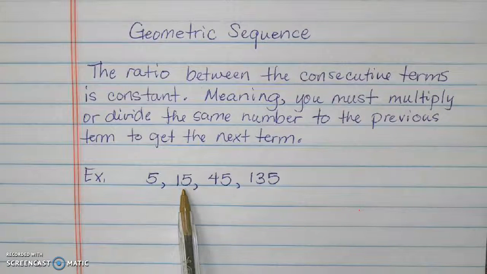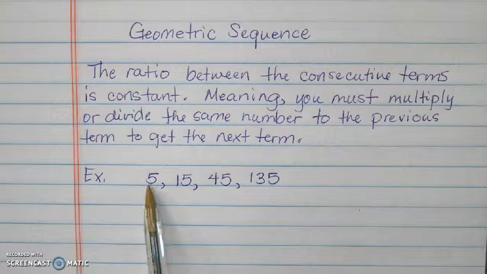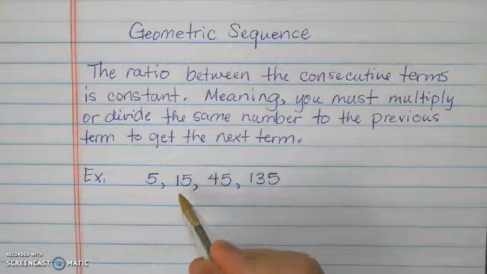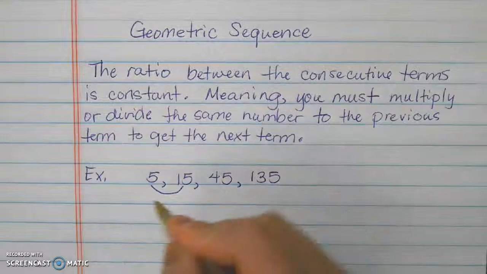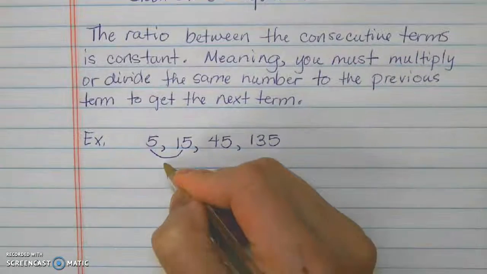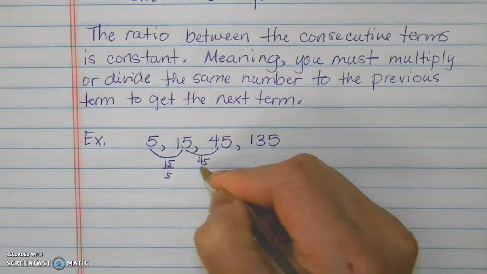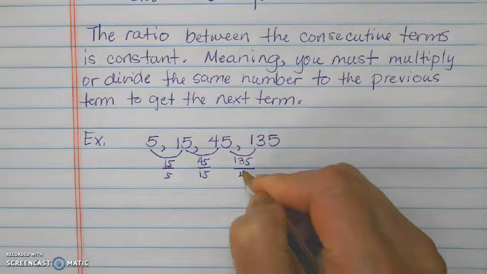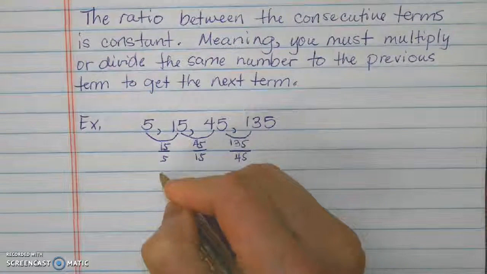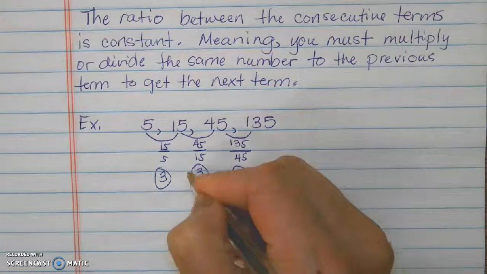But what if it's not the simple numbers that you're seeing here? What do we do to find out what we're doing with 5 to get to 15? There is an exact way to do it. The exact way is to get the second number and divide it by the first one. So you will have 15 over 5, and for this one, 45 over 15, and for this one, 135 over 45. And as you can see, all of them give a 3, a 3, and a 3. And that's multiply, so we're multiplying by 3.